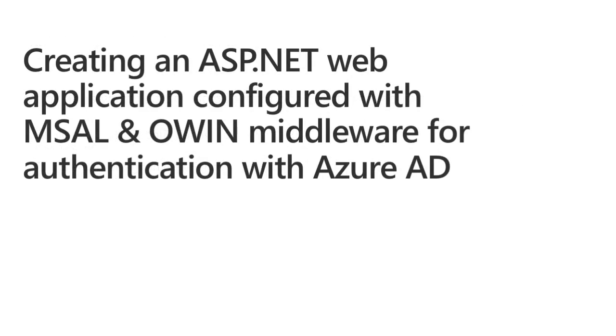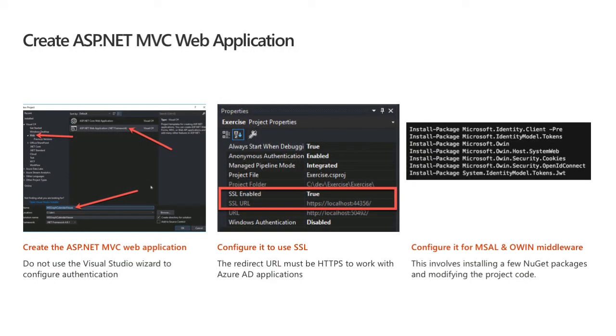Now let's look at what's involved in creating an ASP.NET web application, and we're going to leverage MSAL and OWIN middleware for authentication with Azure AD. So we're first going to create the ASP.NET MVC web application, and I'm not going to use the wizard that's provided with Visual Studio, at least at the time of the recording, because it's not going to leverage the MSAL authentication library. It's going to leverage ADAL. It's an older library because MSAL is still technically in preview at the time of this recording.